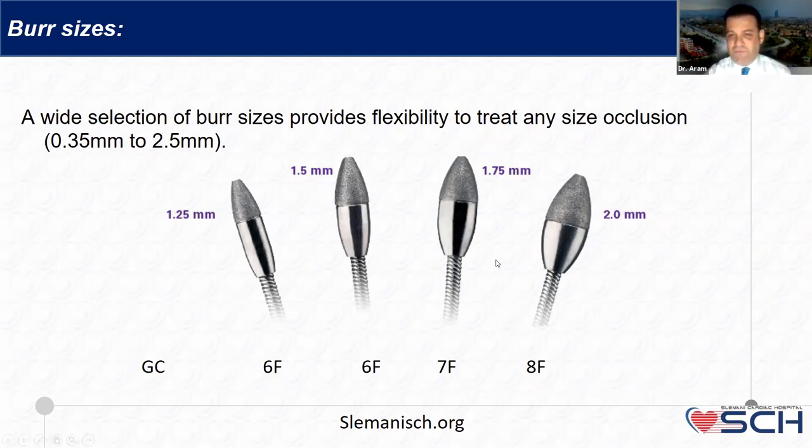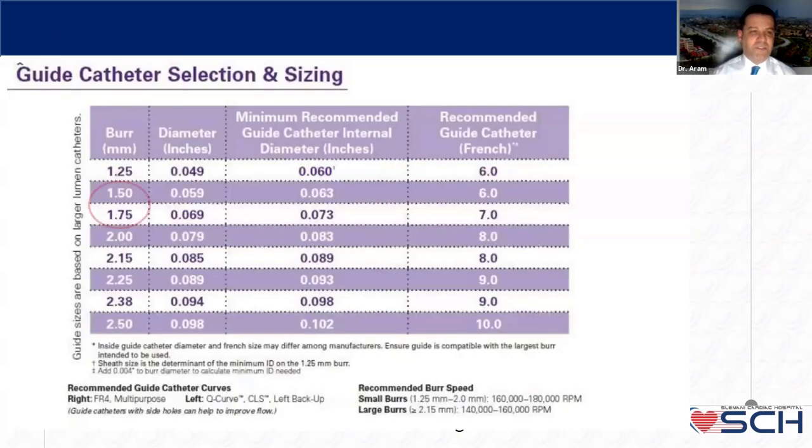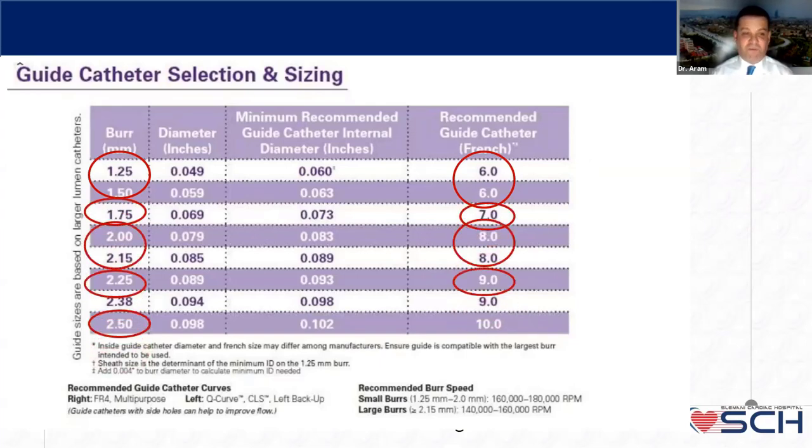And like that, if you have a vessel of 4 millimeter, we should choose a 2 millimeter burr. Dr. Amjad, can you hear me? Yes, okay, you are very good. For the 1.25 and 1.5 burrs, the guide catheter is 6 French. The vast majority of patients, we do from the radial artery through a 6 French guide catheter. The 1.75 needs a 7 French guide catheter. The 2.5, however, I haven't seen this burr. We have up to 2, which needs a sheath up to 10. Possibly this is for peripheral vessels or special cases.